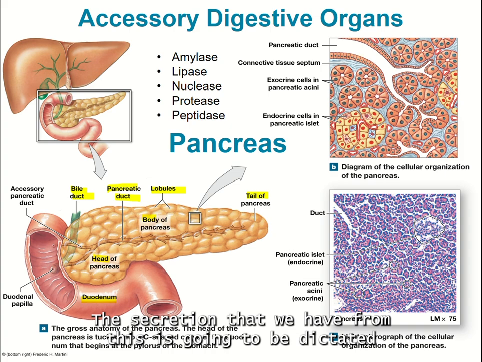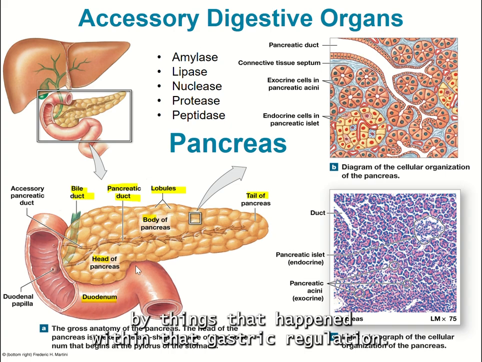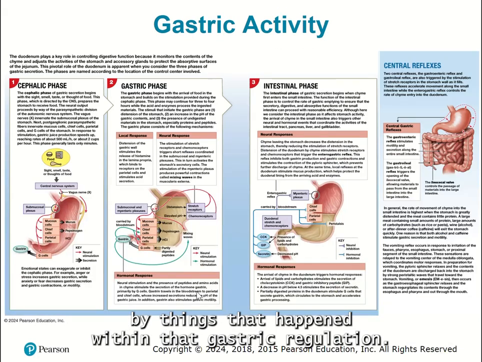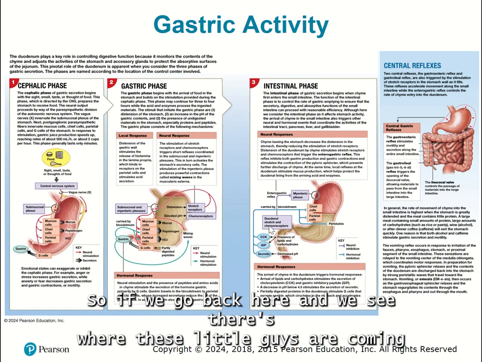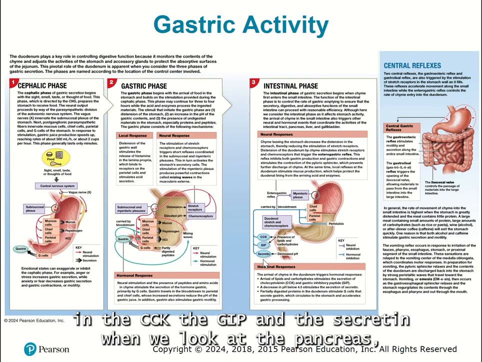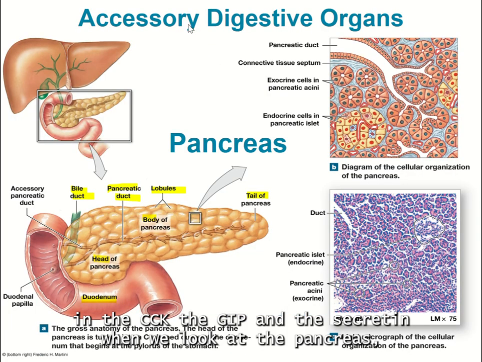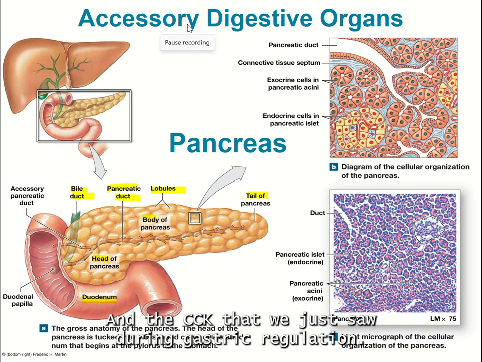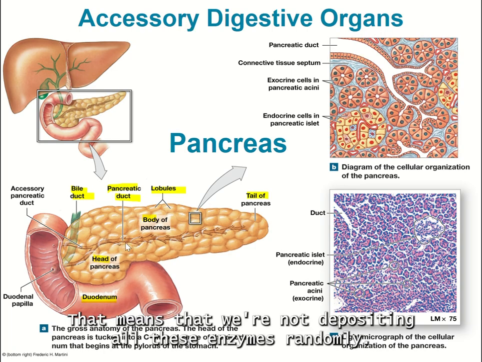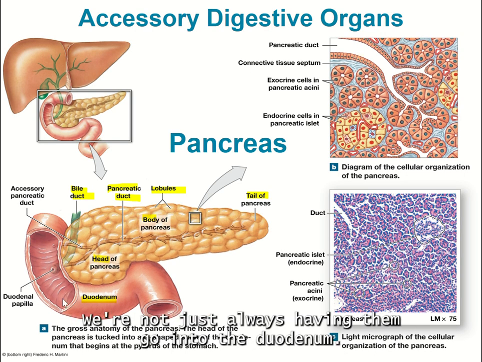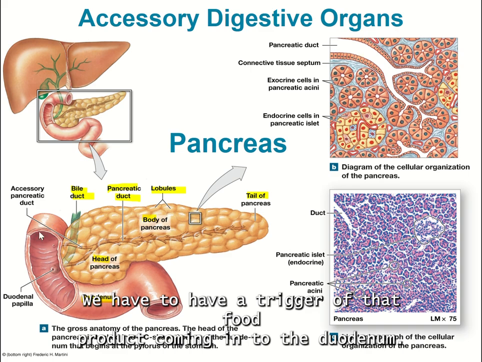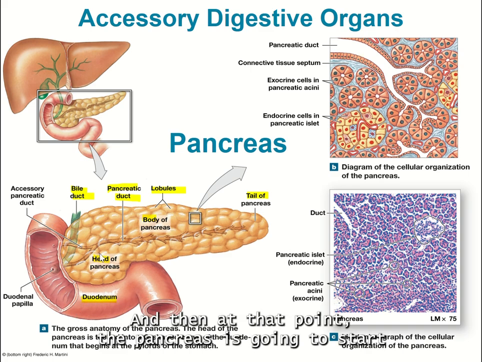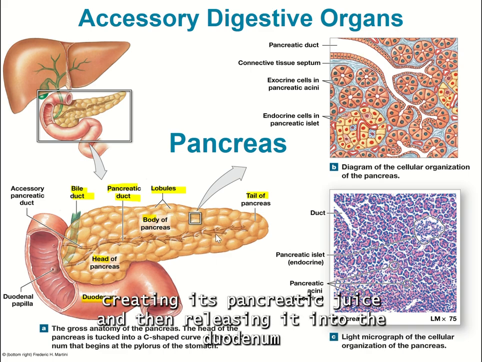The secretion that we have from this is going to be dictated by things that happened within that gastric regulation. So if we go back here and we see, there's where these little guys are coming in, the CCK, the GIP, and the secretin. When we look at the pancreas, it is going to trigger secretion by that secretin and the CCK that we just saw during gastric regulation. That means that we're not depositing all these enzymes randomly. We're not just always having them go into the duodenum. We have to have a trigger of that food product coming into the duodenum, and then at that point, the pancreas is going to start creating its pancreatic juice and then releasing it into the duodenum to start digesting that chyme.